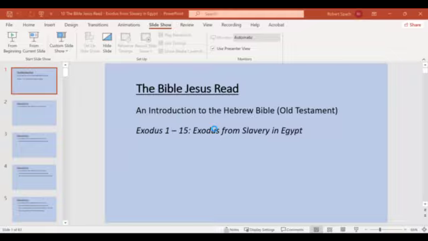Then the Lord said to Aaron, go into the wilderness to meet Moses. So he went, and he met him at the mountain of God. Moses told Aaron all the words of the Lord which he had sent him. Then Moses and Aaron assembled all the leaders of the Israelites. Aaron spoke all the words that the Lord had spoken to Moses and performed the signs in sight of the people. The people believed, and when they heard that the Lord had given heed to the Israelites and that he had seen their misery, they bowed down and worshipped.